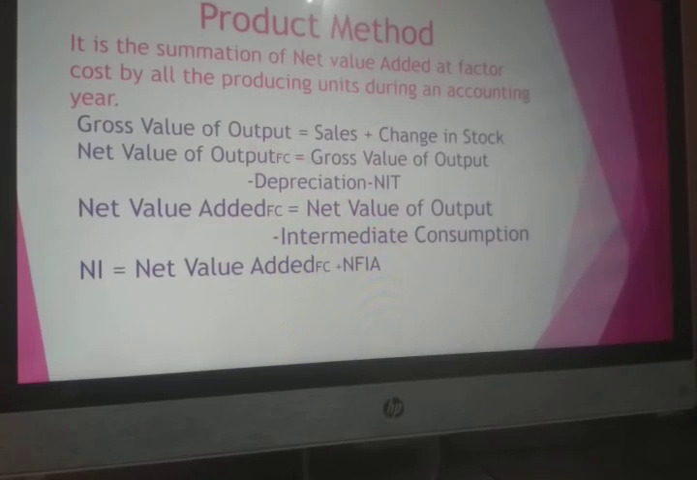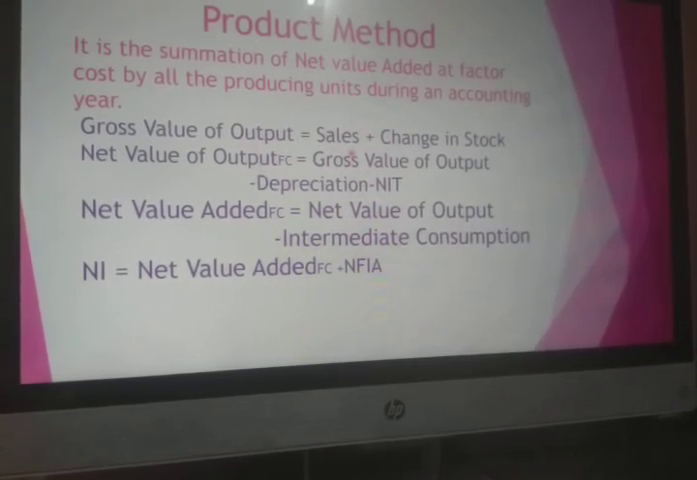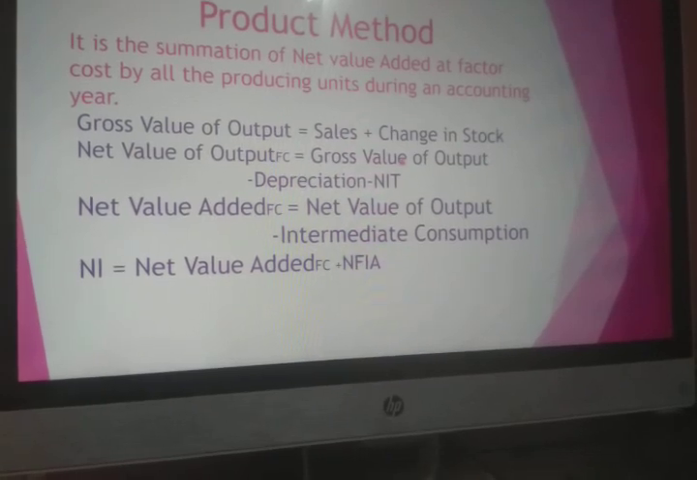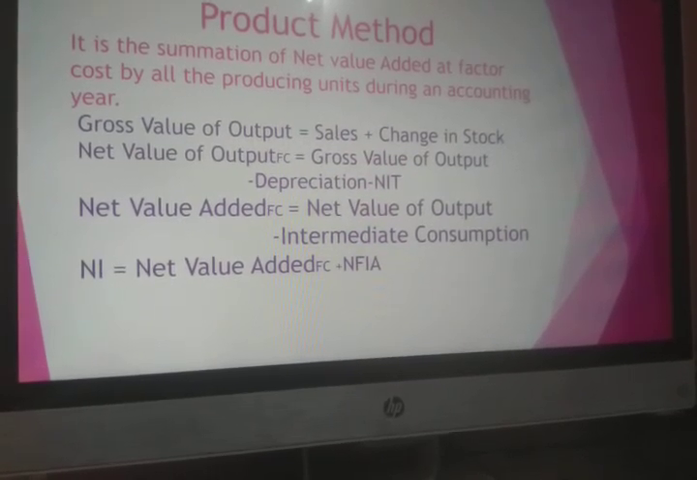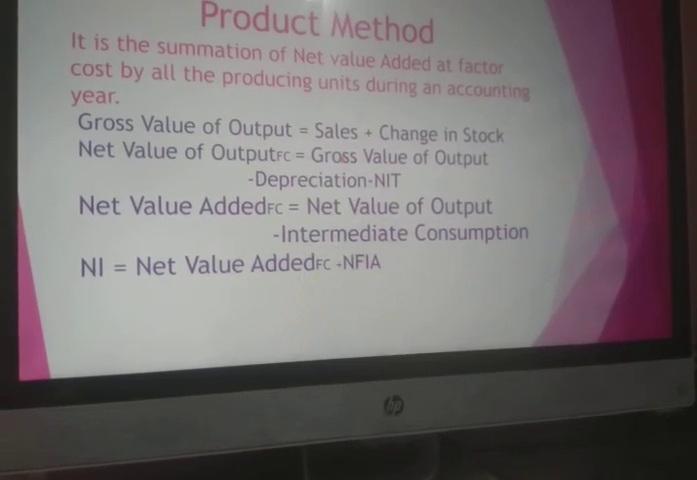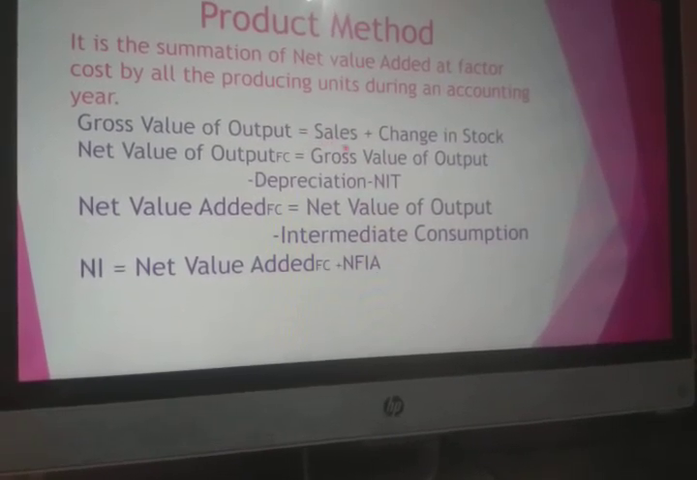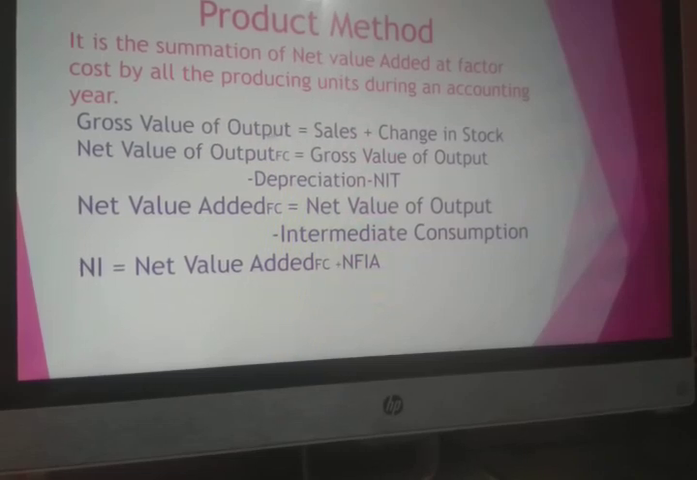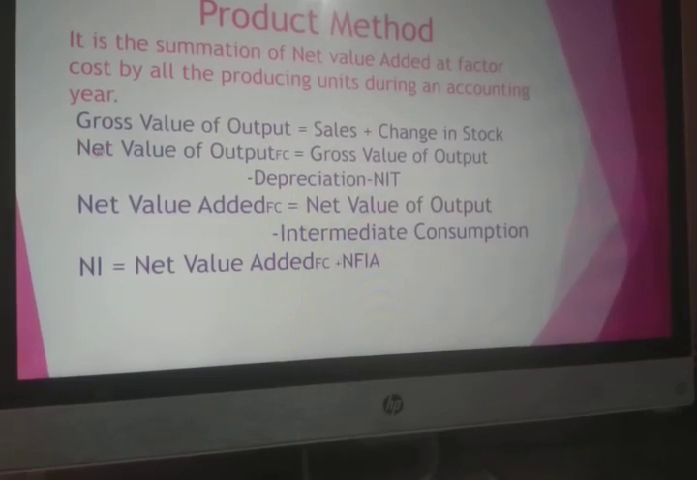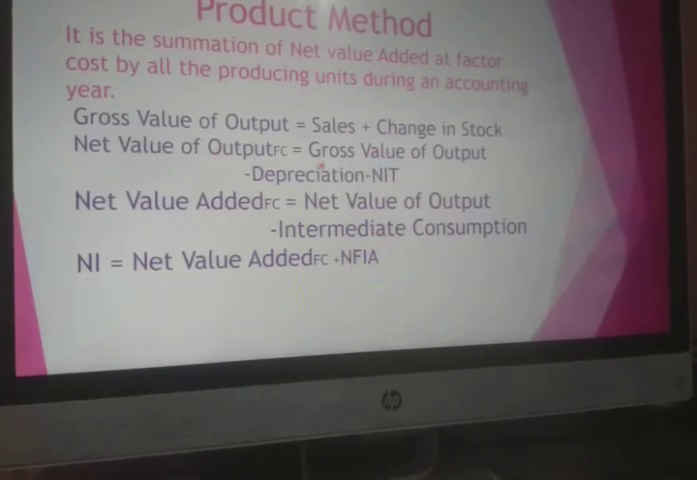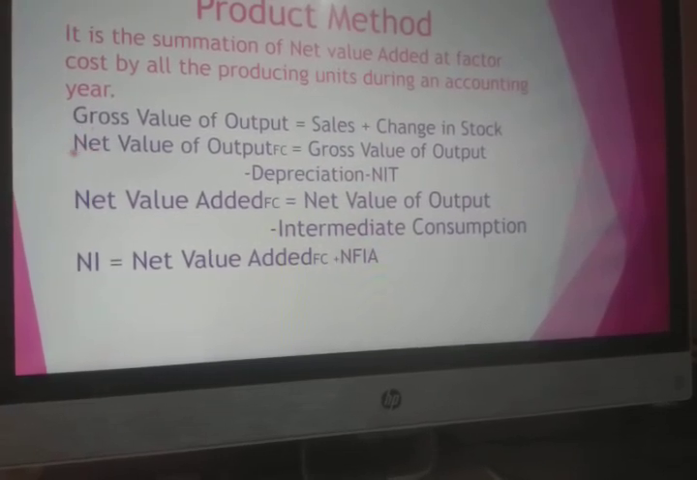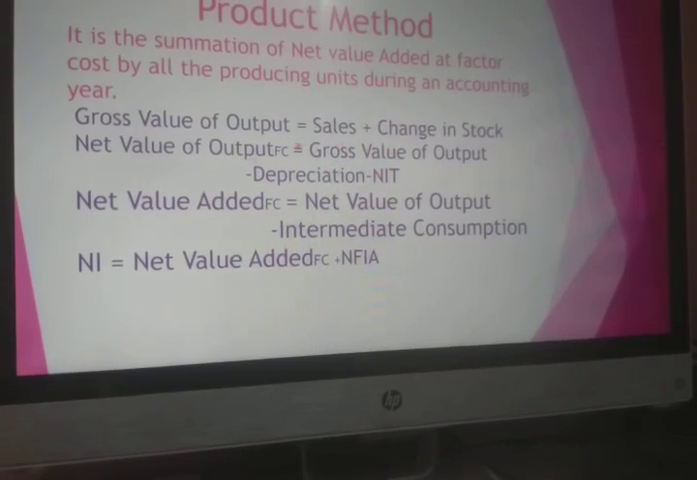What is gross value of output? Gross value of output is the total volume of goods and services produced by the residents inside the domestic territory, and for that we are going to consider sales plus change in stock. We will take into account in the next slide what is gross value of output, and from here we are going to calculate net value of output at factor cost, that is gross value of output minus depreciation and minus NIT. Remember, this is a net concept, and here we are taking up a gross concept.